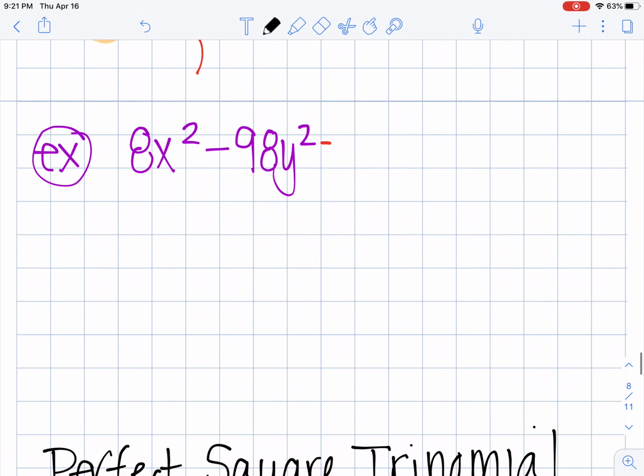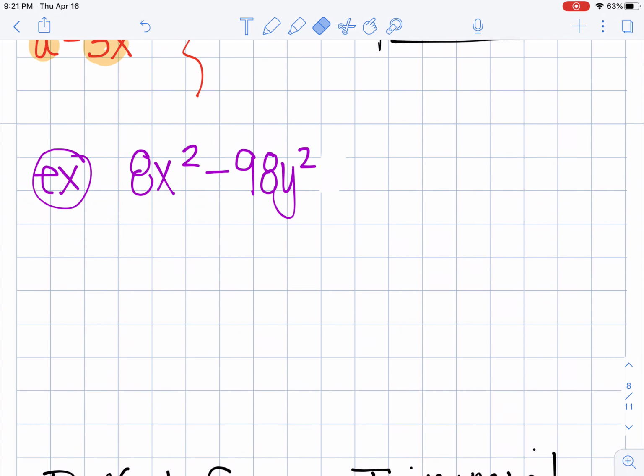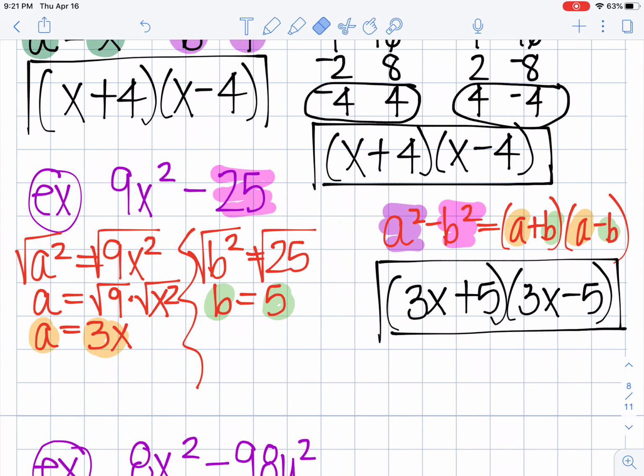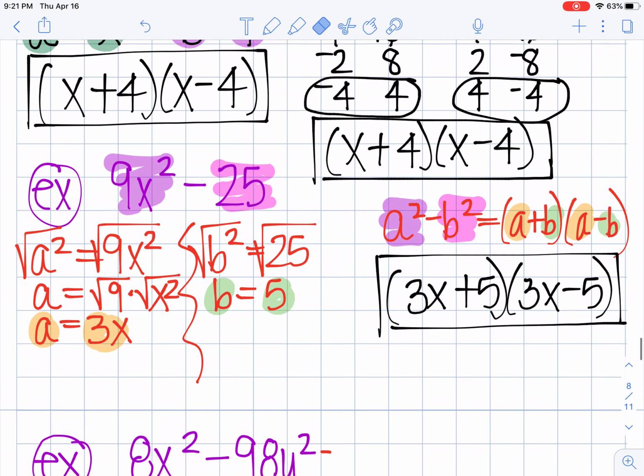Let's try another one. Now I look at this and I might say, well shoot, that doesn't really look like a perfect square to me, because in these other ones, I know that 9 is a perfect square, I know that x squared is a perfect square, I know that 25 is a perfect square.